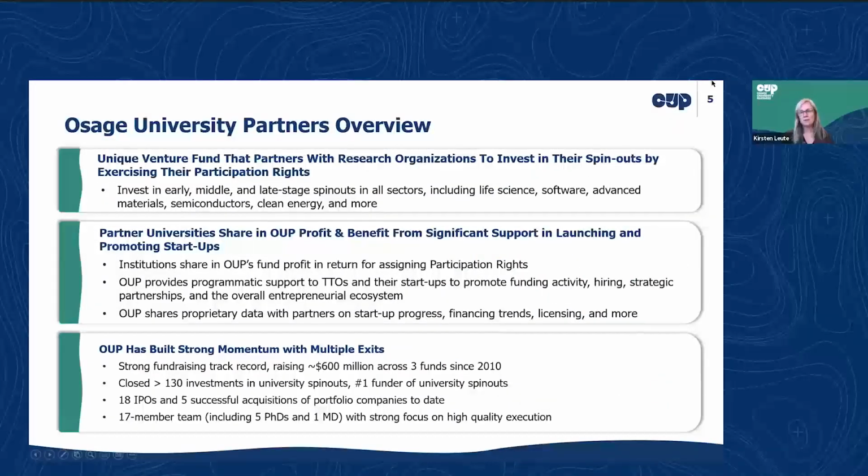A short intro on OUP for those who don't know us. We are a venture capital fund that partners with academic institutions to invest in their startups, typically by exercising participation rights available through their licenses. As part of this partnership, the institutions share in our profits and receive programmatic support on tech transfer and academic startups, such as what we're watching today. OUP is now investing out of its 4th fund and has invested in over 130 different companies in all areas of deep science. Many of those companies have had successful exits, either through IPOs or merger and acquisition. And the next slide shows some of our portfolio companies and the breadth of areas we invest in.